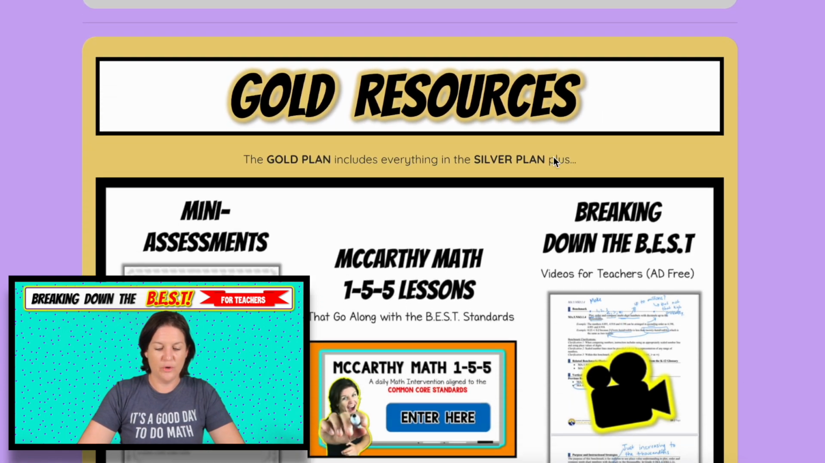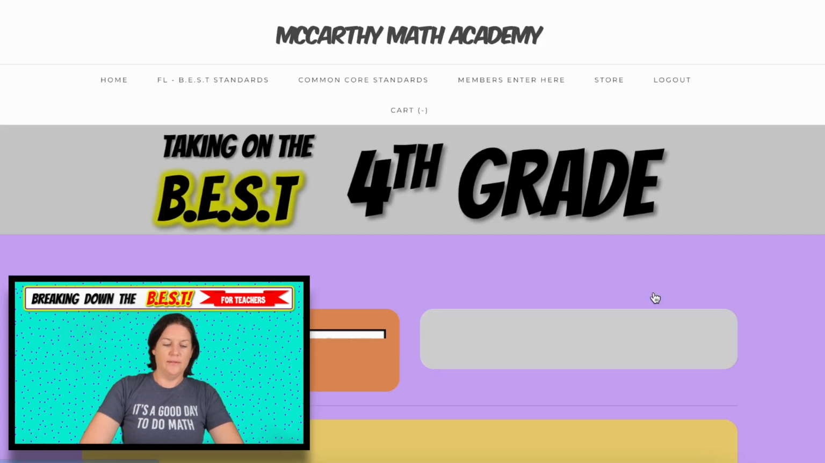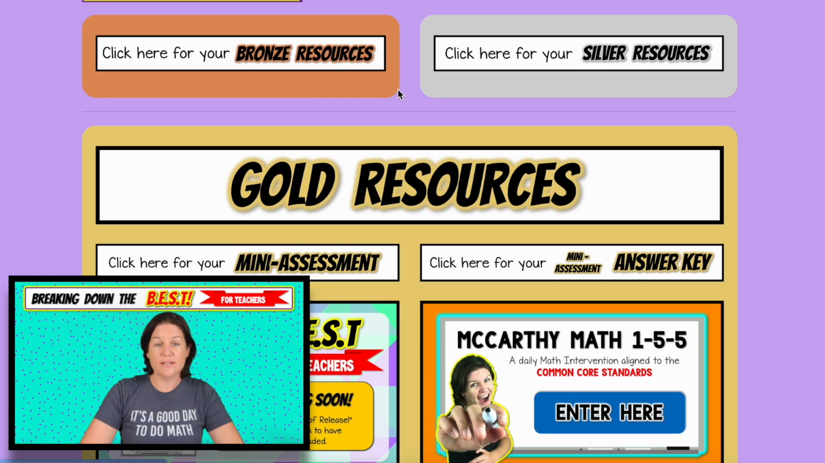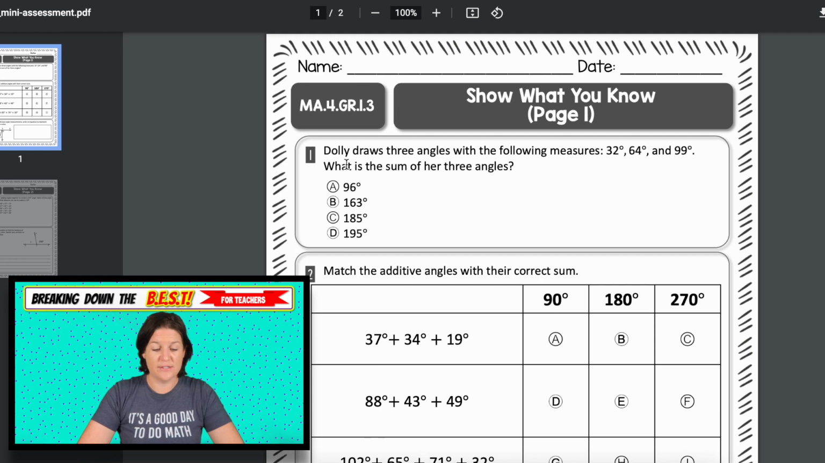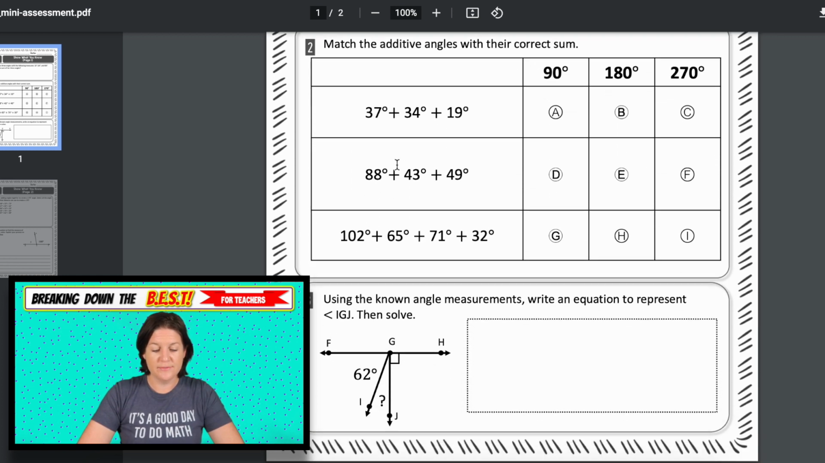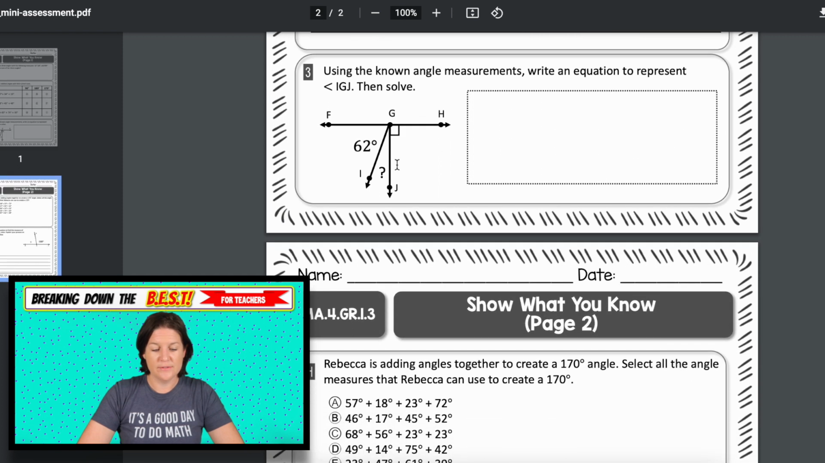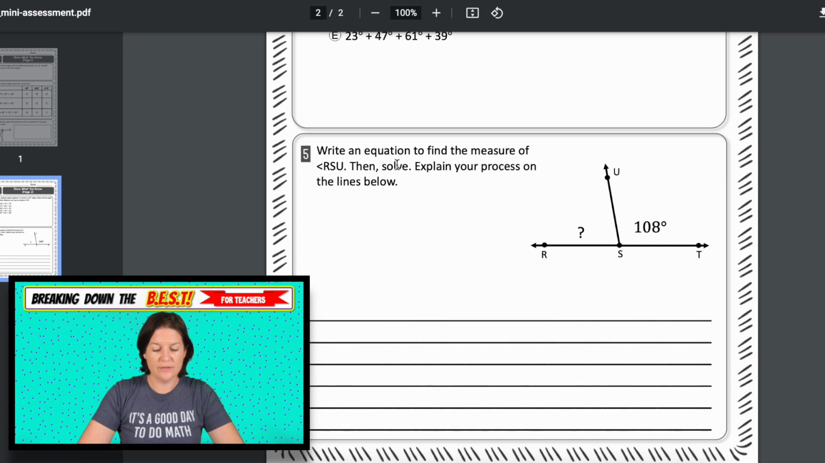All right, then we have the gold resources for those who have the gold plan. And with that, you can go back to your bronze video lessons at any time, your silver extra practice pages. But with the gold membership, you get a mini assessment for every standard. So for this standard, we have a variety of questions, as you can see, all aligned to the standard that we have.